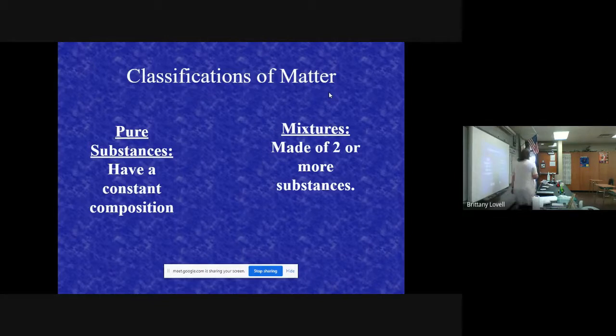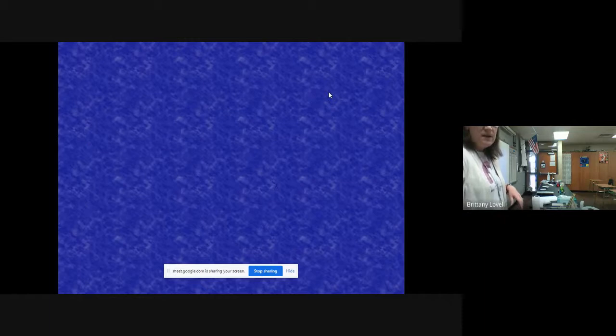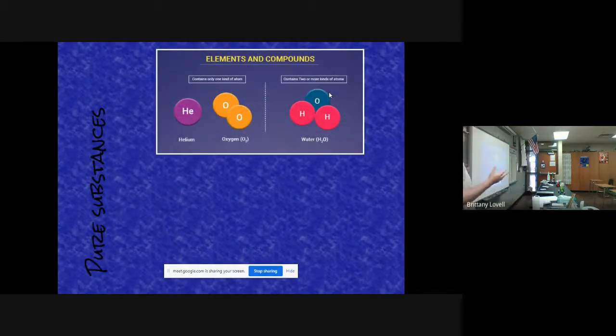Okay. And in the meantime, we know that matter can be classified as either a pure substance or a mixture, right? Did we get this part written down yesterday? Okay. Pure substances have a constant composition. A mixture is made of two or more substances. Okay. We also know that pure substances can be elements or compounds. Elements or compounds. All right.